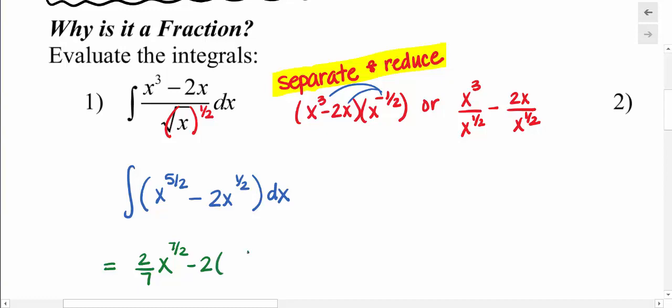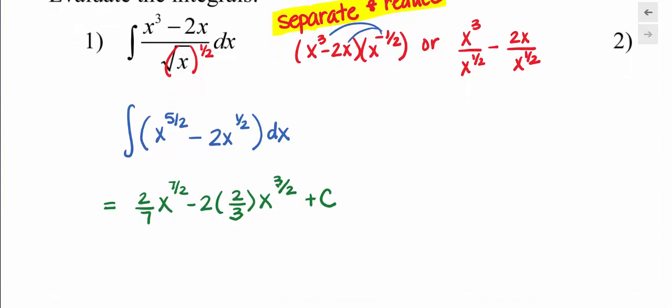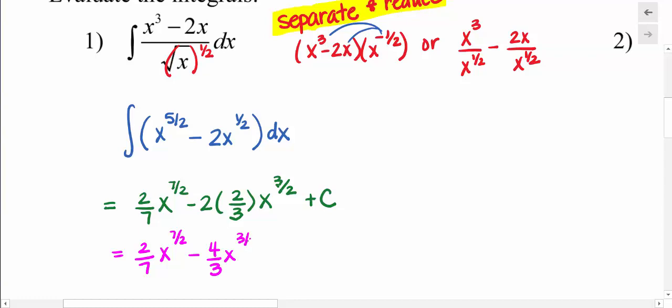Minus 2 times, again, I'll leave a space. I have a fractional exponent. So if I add 1 to do power rule, that becomes 3/2. And then instead of dividing by 3/2, I'm going to multiply by 2/3. Don't forget your plus c, which is our constant of integration. You can certainly leave it like this if you wanted to. I could also just multiply that in and say that that's 2/7 x to the 7/2 minus 4/3 if I didn't really want to type the 2 times 2, if you're typing it into a system or anything like that.